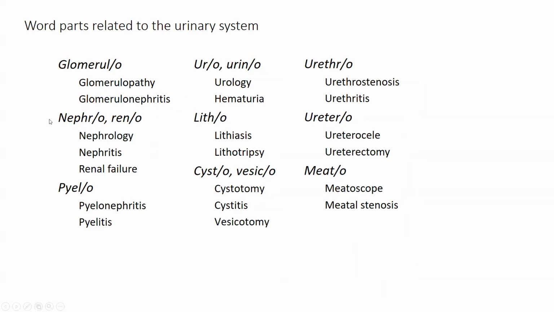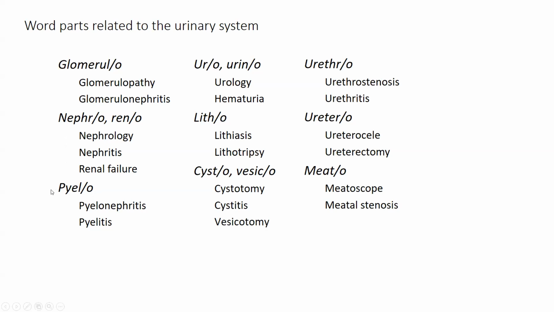Nephro and reno both refer to kidney in general. So this is the study of the kidney. It's nephrology. A nephritis would be an inflammation of the kidney, or somebody who's going into renal failure. Their kidneys are shutting down and no longer functioning properly.